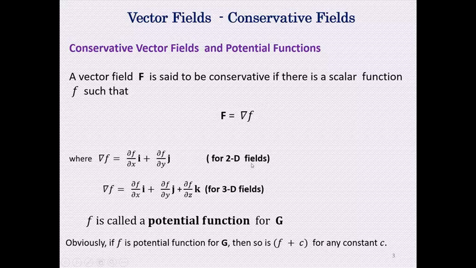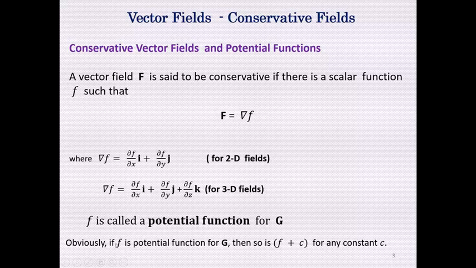For the case of two-dimensional fields, the gradient of f is a vector whose components are the first order derivatives. So in this case it will be df dx for i and df dy for j. If we are in three-dimensional fields, then we have one more component, df dz. Let's learn a jargon. In this case, little f has a name. It's called a potential function for F.